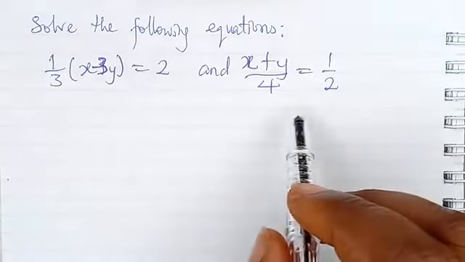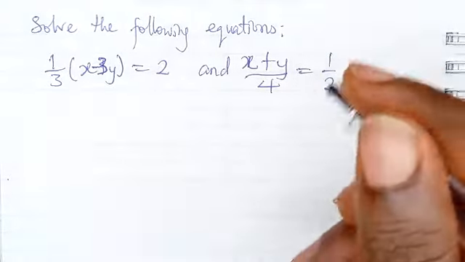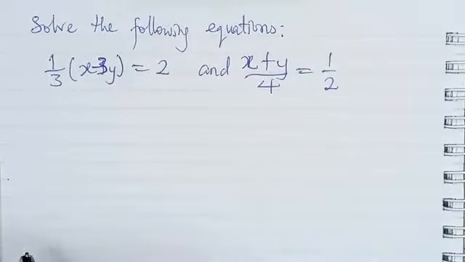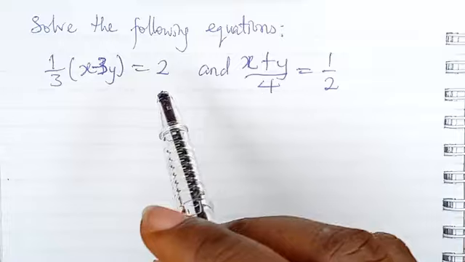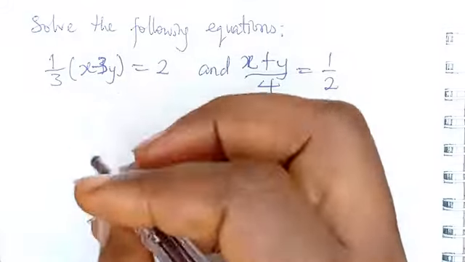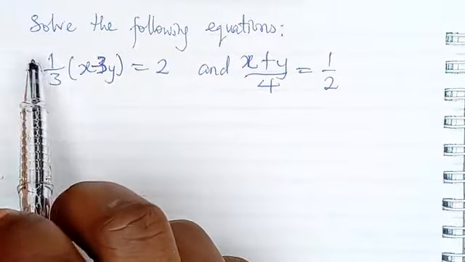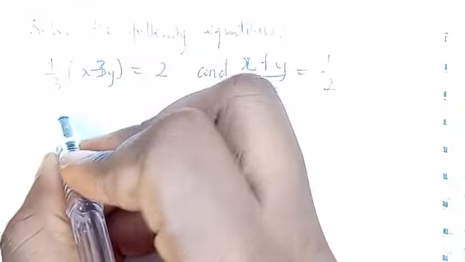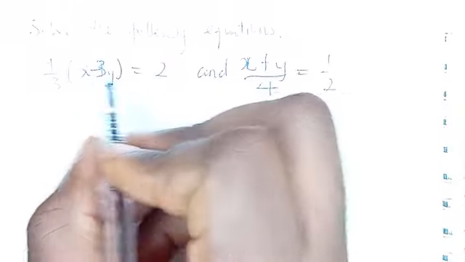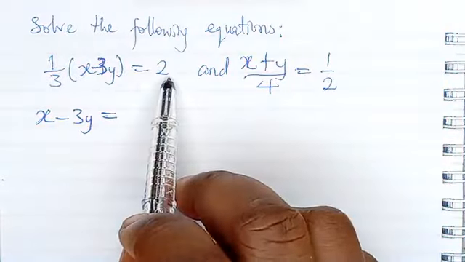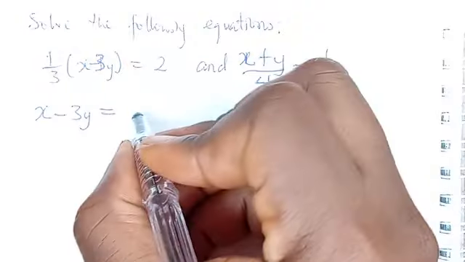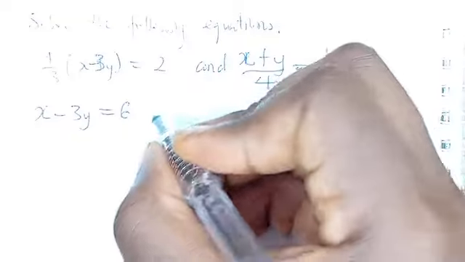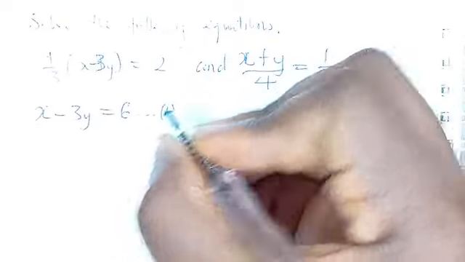Now look at this equation we've been told to solve simultaneously. What we're going to do is eliminate fractions. So for the first equation, we're going to multiply all through by 3. So that when 3 multiplies this part, 3 cancels out this 3, we have x minus 3y is equal to, on this other part, 3 multiplies to give 6. So this forms equation 1.